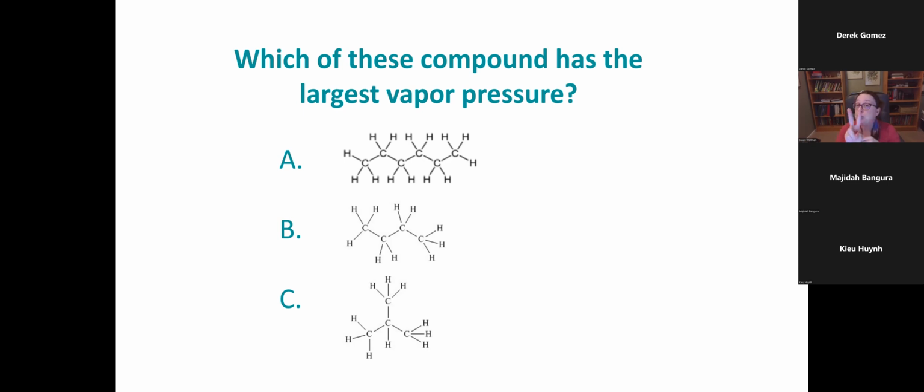Okay, so remember there were two things that we were going to consider if London dispersion forces were our deciding factor. The first one was the size, right? The molecules that are bigger, they have more mass, if you will. They're going to have more electrons. They're going to have more London dispersion forces, more opportunities for those electrons to slosh around. So which of these is the biggest?